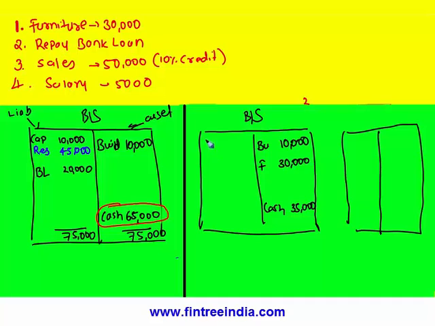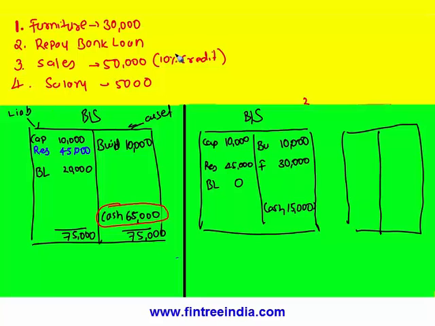Then last year your capital was 10, so I'm bringing it as it is. Your reserve was 45, so I'm bringing it as it is. Bank loan was 20, but you decided to repay the bank loan. So now bank loan will become 0, but your cash will now become 15. So cash now 15,000.